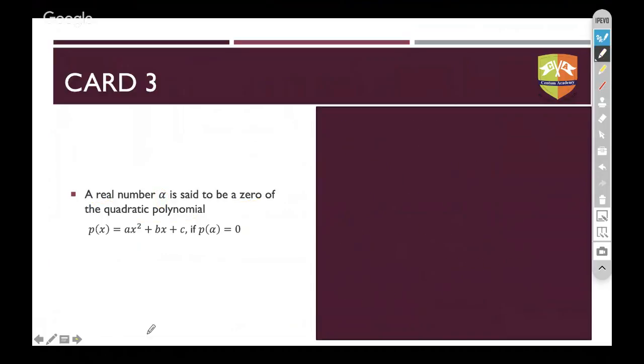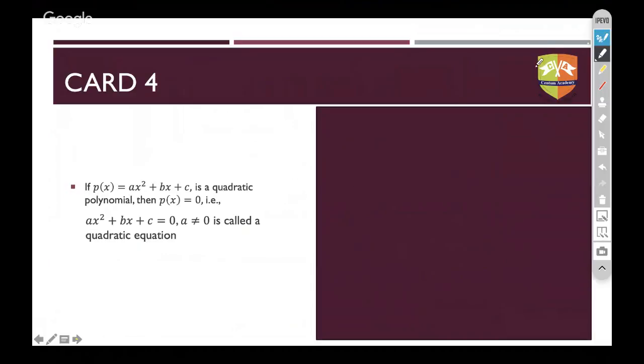Next one is card number 4, which says if p(x) is equal to ax square plus bx plus c is a quadratic polynomial, then p(x) equals 0. So this is a definition of a quadratic equation.